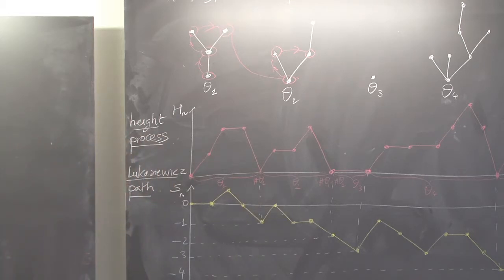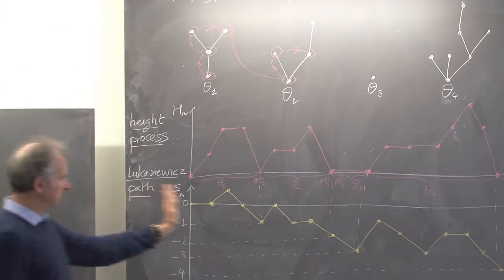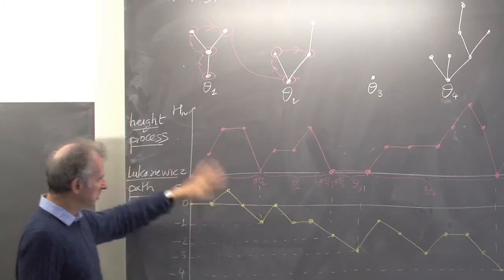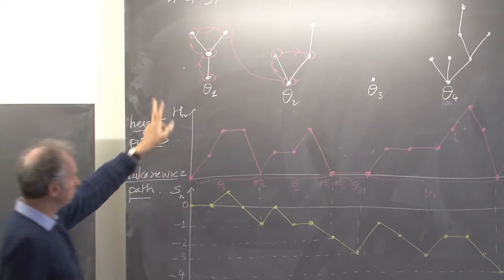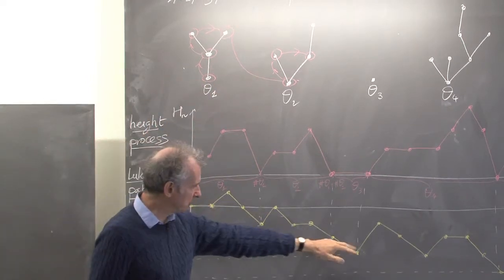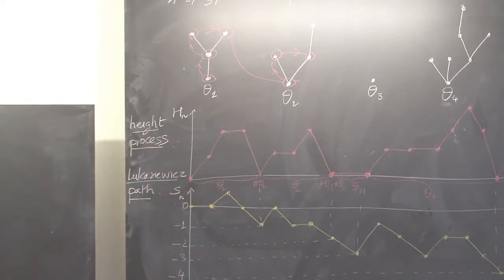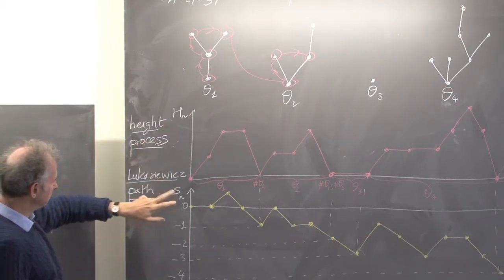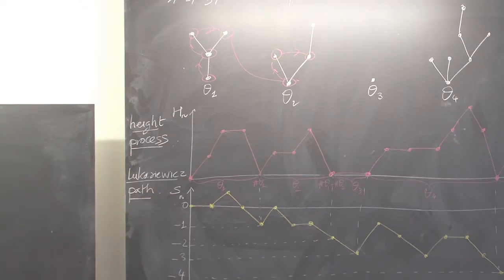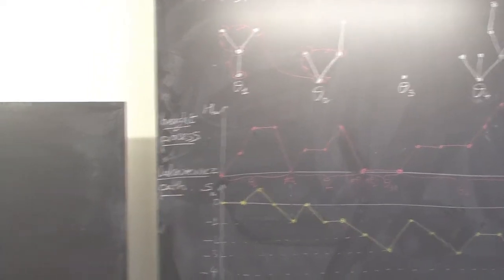Now, if you consider the Lukasiewicz path, in a sense, this looks like a less nice object. You don't see clearly how you can recover information on the trees from the yellow curve here. But there is a nice formula which tells you that you can recover the height process from the Lukasiewicz path. This is the formula I stated last time.